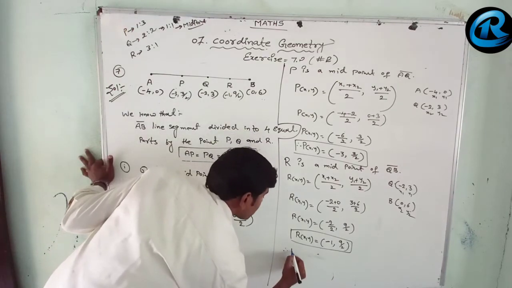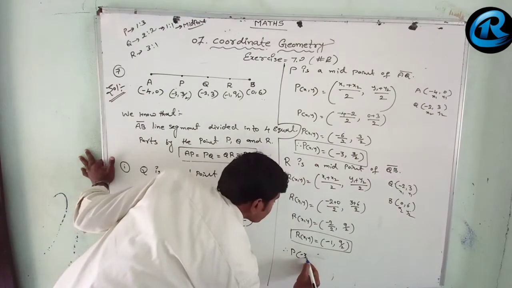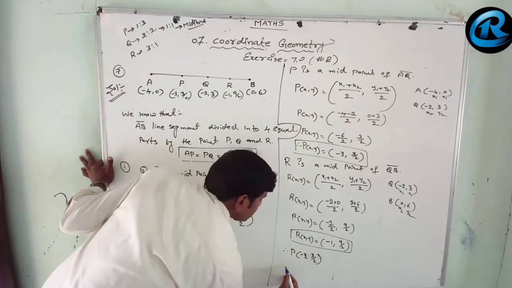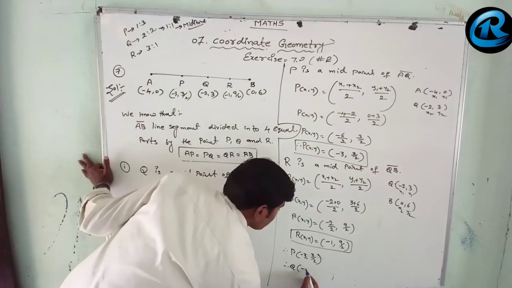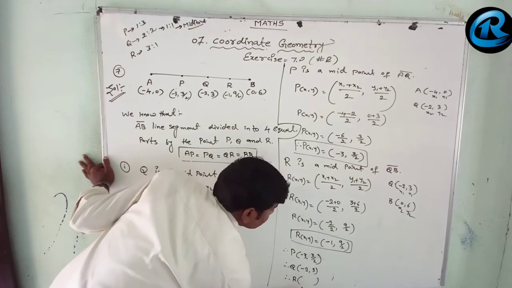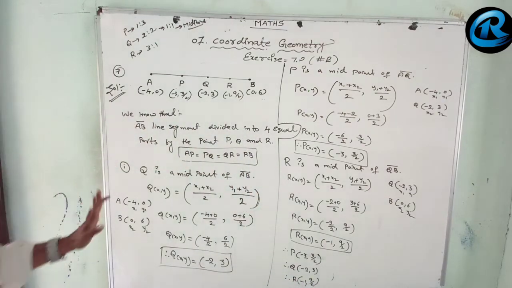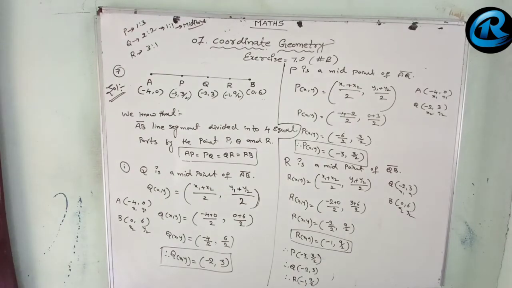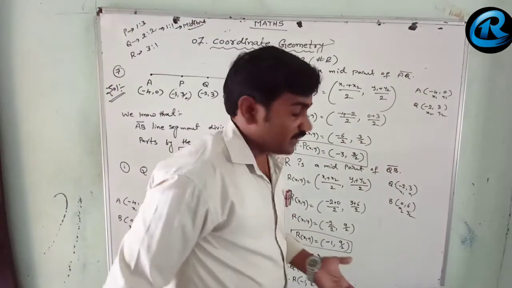Now let us write the three points which we got. Point P we got as (-3, 3 by 2). Point Q we got as (-2, 3), and point R we got as (-1, 9 by 2). And this is our solution, children. And we can also go for the next question, question number 8.